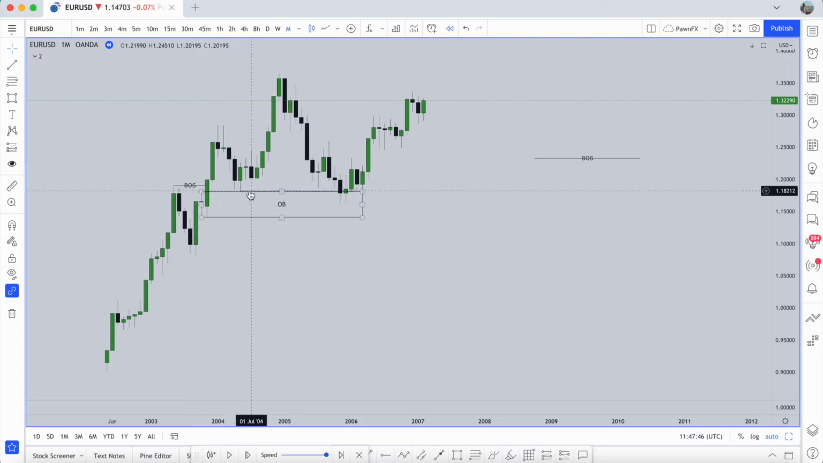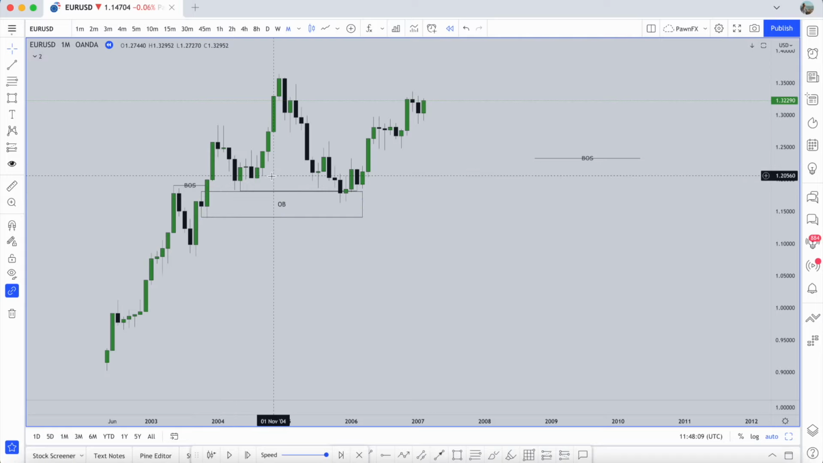We can look at this as liquidity. So we swept this low, tapped into this low here. Okay, so why are we picking this order block here? Because one, what we've done is we are creating higher lows and higher highs. We've broken structure to the upside, and then we've left liquidity above the order block.